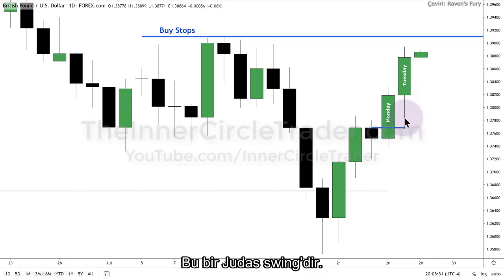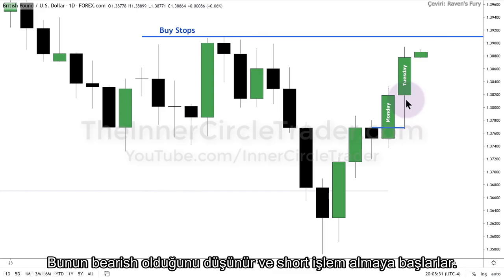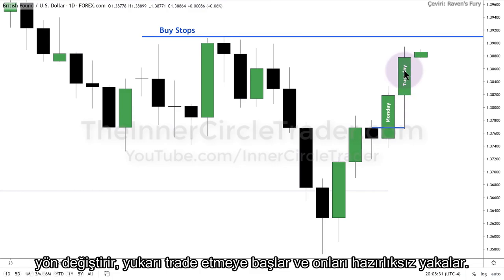This is a Judas swing. Retail traders get caught up in that on the lower time frame. They think it's bearish and they start selling short. And then when it hits a higher time frame level like this, that's key or significant, it will reverse and start to trade higher, and it catches them off guard.